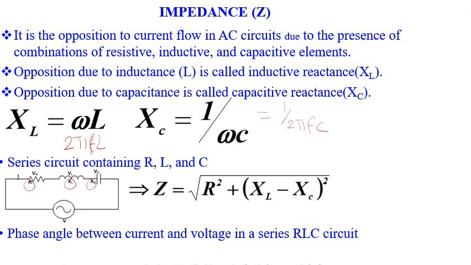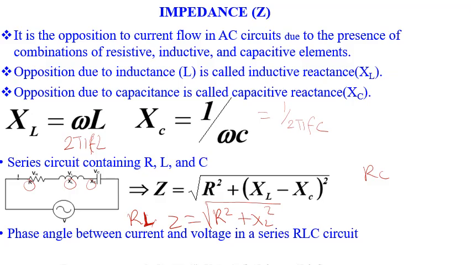If it was only an RL circuit, Z would be equal to the square root of R squared plus XL squared, because we don't have a capacitor here. If it was an RC circuit, you do the same, because you would not have an inductor there. That is how we do it.